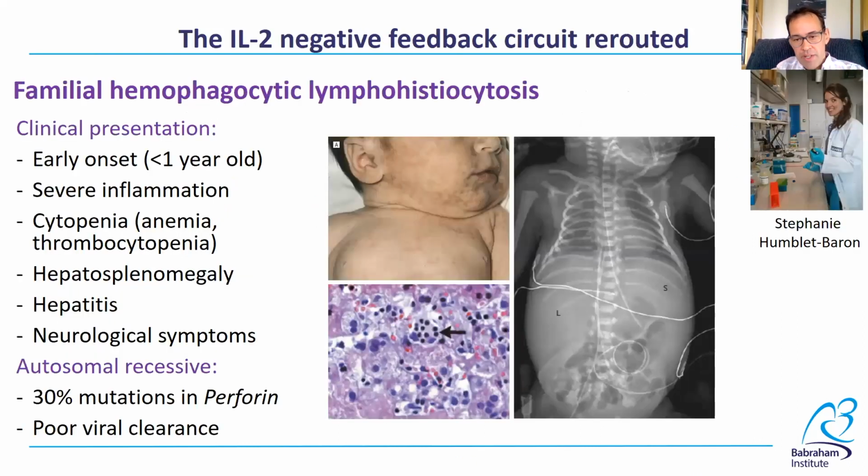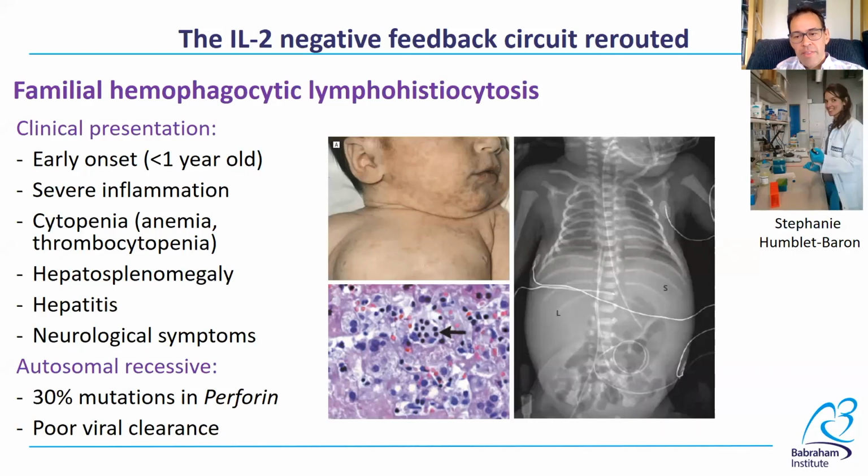Now, the second part of the story I want to get onto is from a really talented postdoc we had in Leuven, Stephanie Humblot-Barron, who is now an independent professor in Leuven. And together we worked on this rare disease, familial hemophagocytic lymphohistiocytosis, or FHL. FHL is a very severe disease, onset about 1 year of age, extremely severe inflammation and anemia.